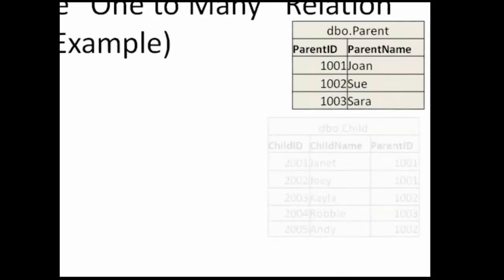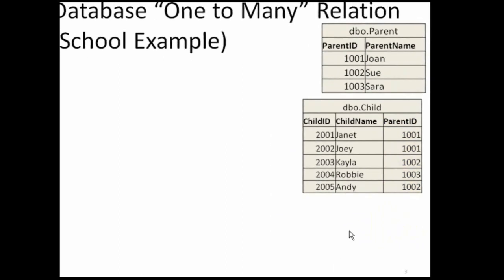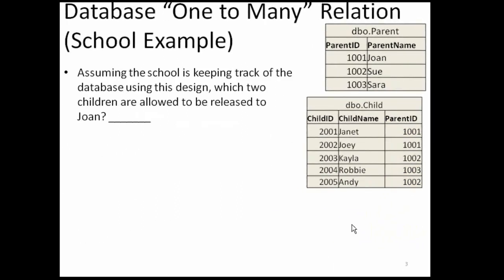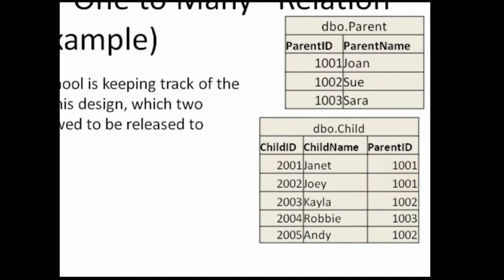So here's a common proposed solution. Look at this example. We decided to put the parent ID in the child table, pointing to the parent. Now, this allows us to answer such questions. Assuming the school is keeping track of the database using this design, which two children are allowed to be released to Joan? Let's look. Joan is parent ID 1001. So we scan the child table and we see two records with a parent ID of 1001. This tells us that Janet and Joey belong to Joan.